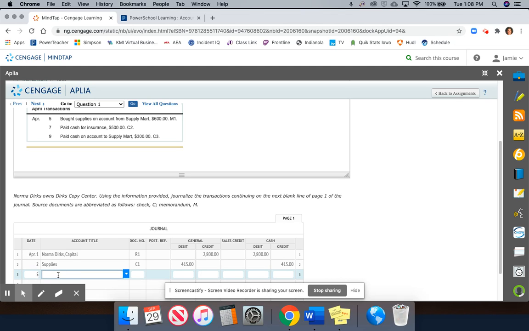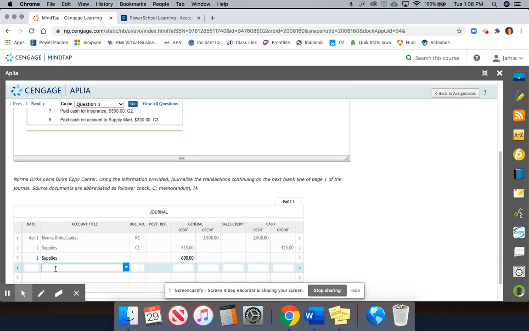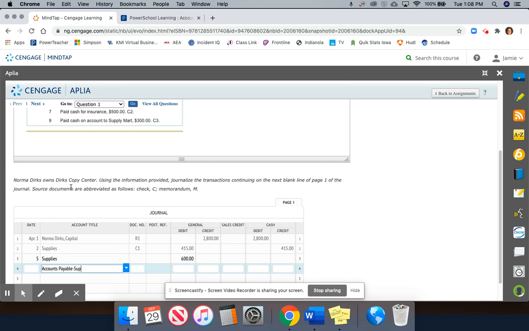So April 5th, we always list the debit first. So I'm gonna debit supplies for 600. And then we have to have a credit, and the credit would be accounts payable. You have to have the dash, and the company is Supply Mart. And we'll credit that account for 600. The source document is M1.